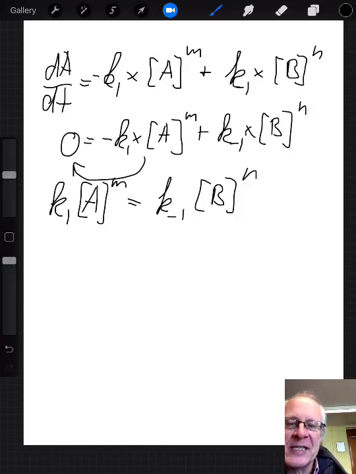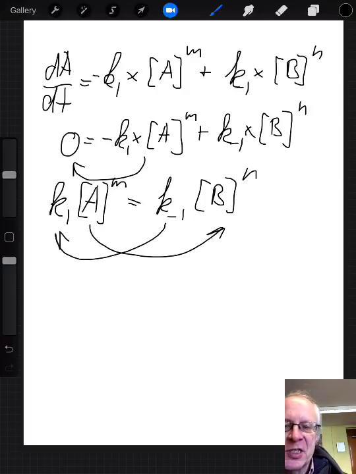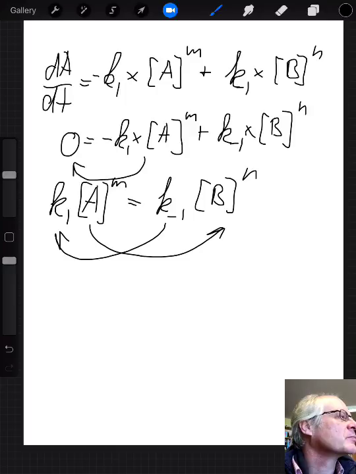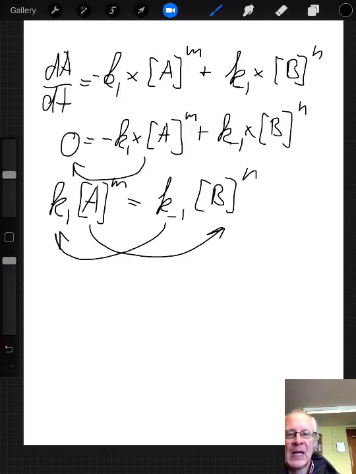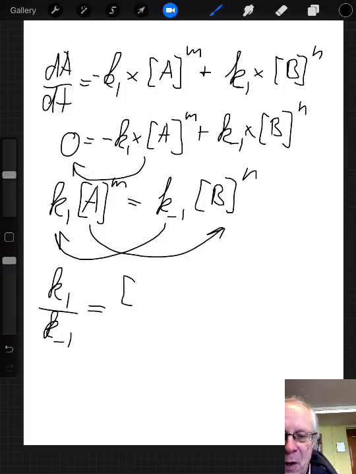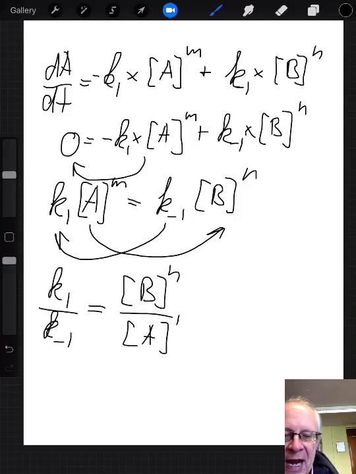And what we can do is now we bring all the concentrations to one side and all the rate constants to the other side. And what we get is K1 over K minus 1 equals B to the power of N divided by A to the power of M.